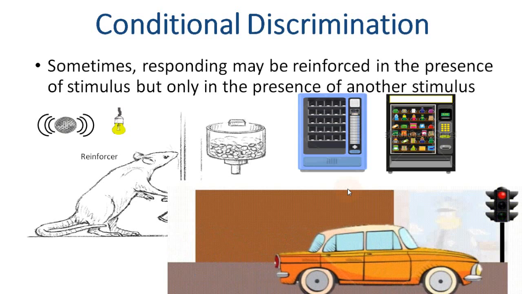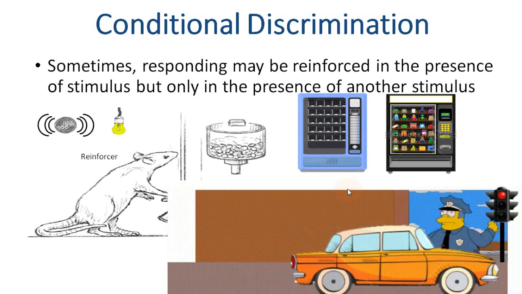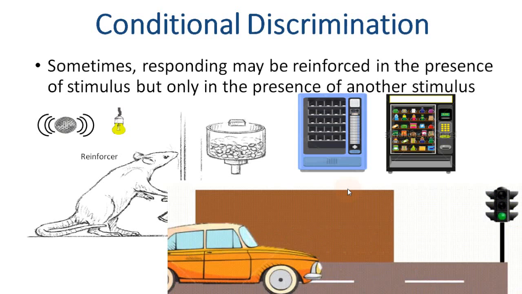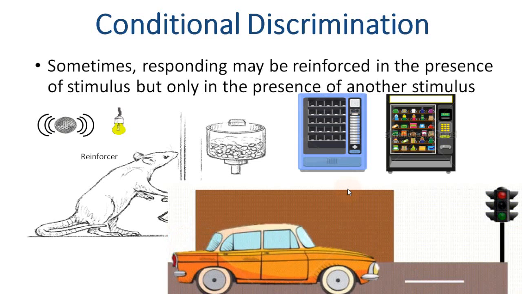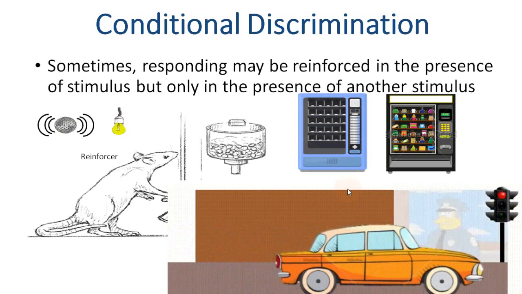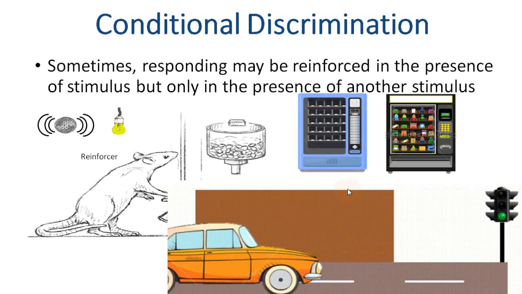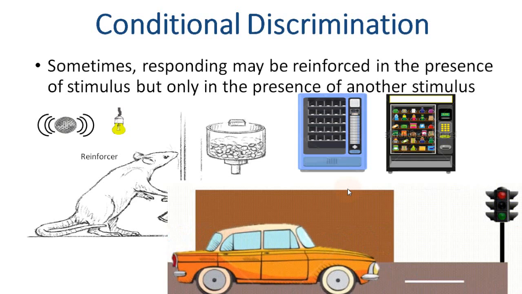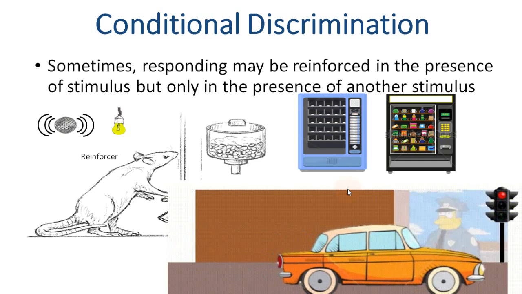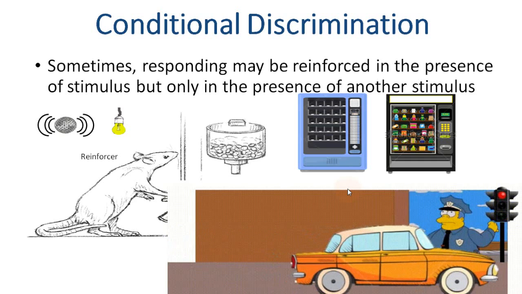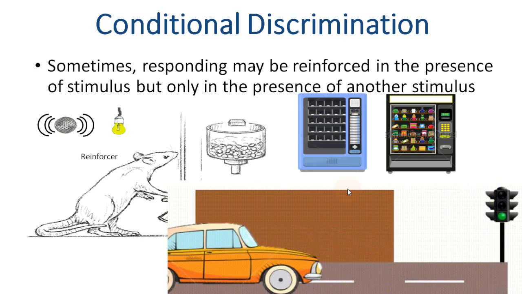Another example would be when a police officer is overriding the function of a discriminative stimulus. So usually we would stop on a red traffic light, but if there's an officer that indicates to us that we can carry on, then we'll carry on regardless of the red light.